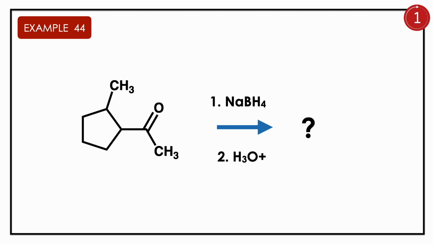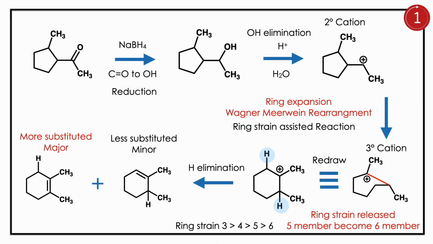Then the next example, you have a cyclopentane in the keto form. One side methyl, another side a cyclopentane with a methyl group. We are reacting with sodium borohydride and acidic hydrolysis. You should find what will be the final product. Here you are using sodium borohydride, which will reduce the carbonyl. So the carbonyl is reduced to the alcohol, which creates the possibility of Wagner-Meerwein rearrangement.